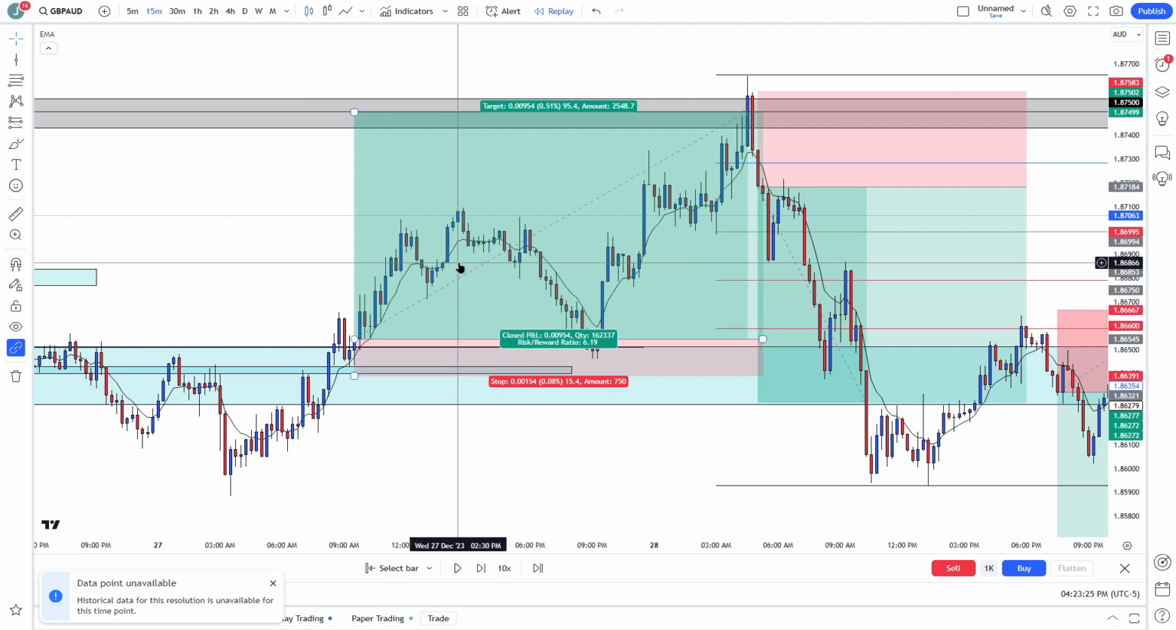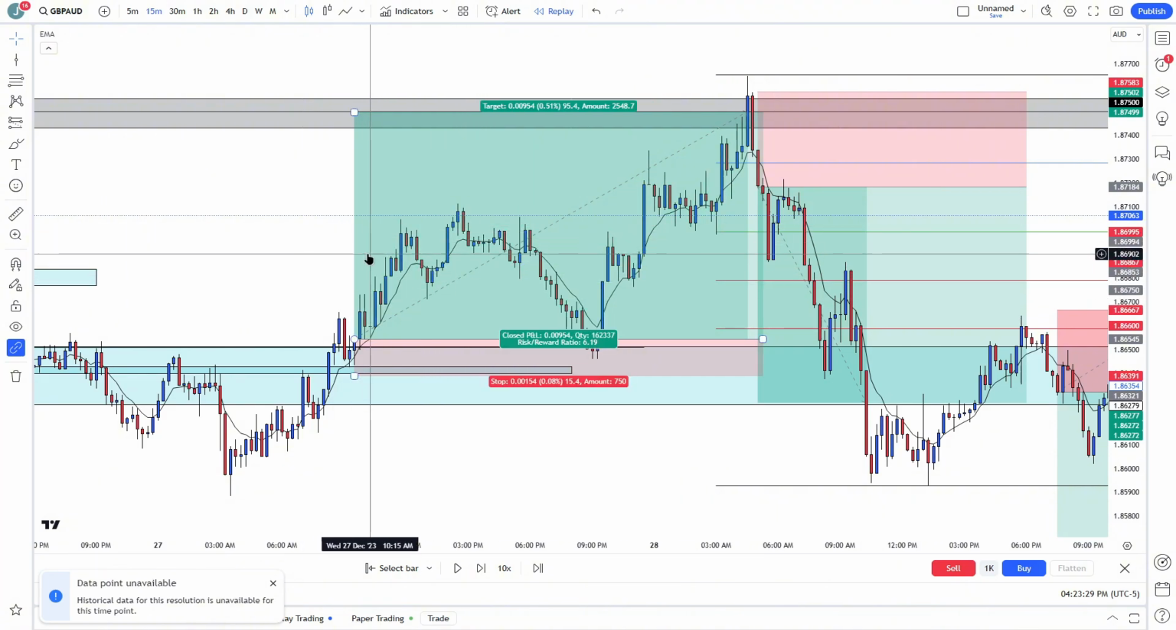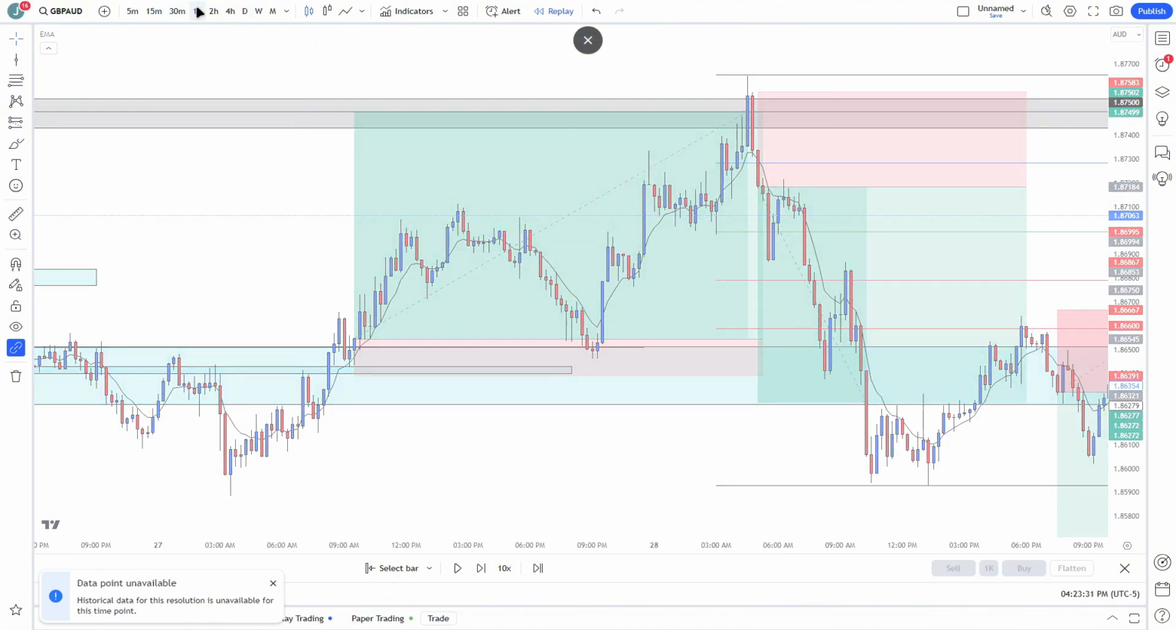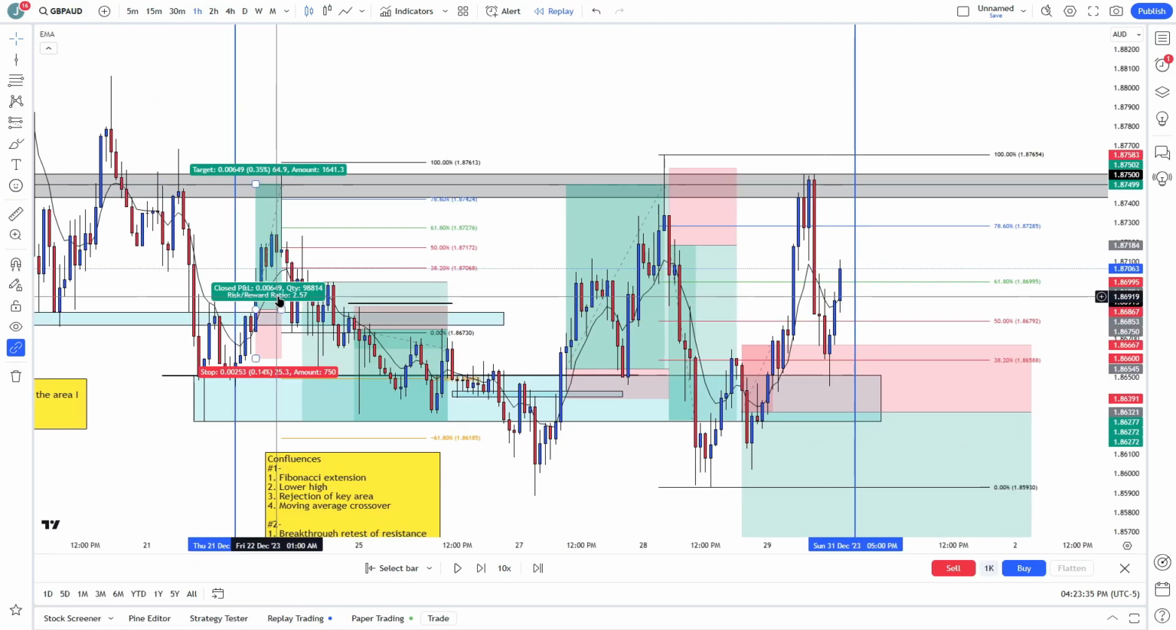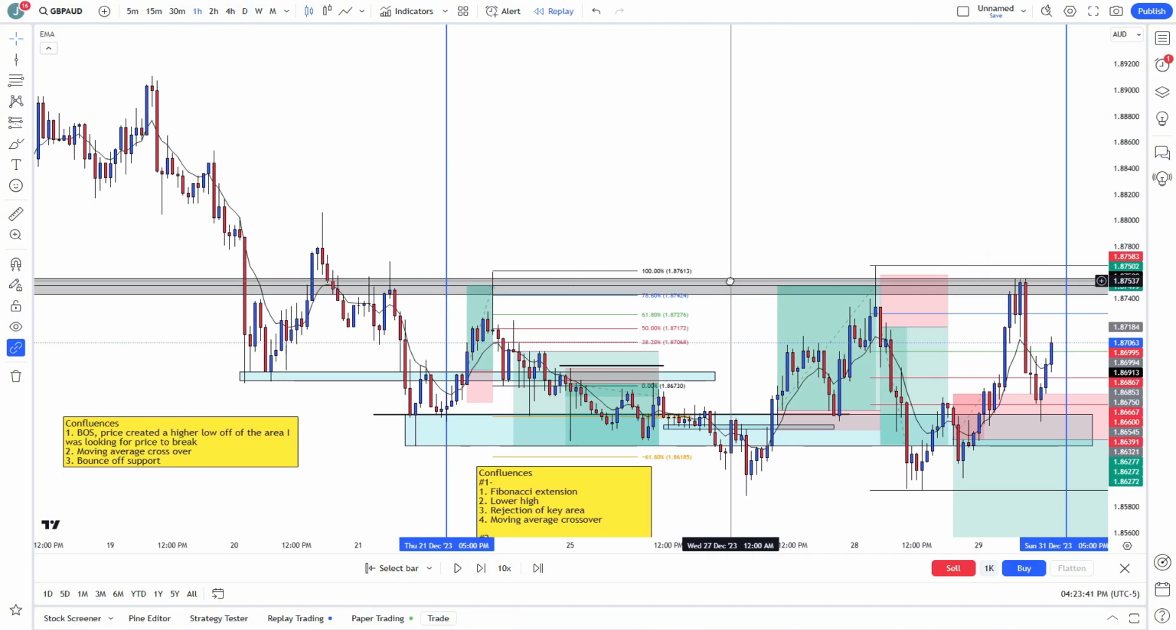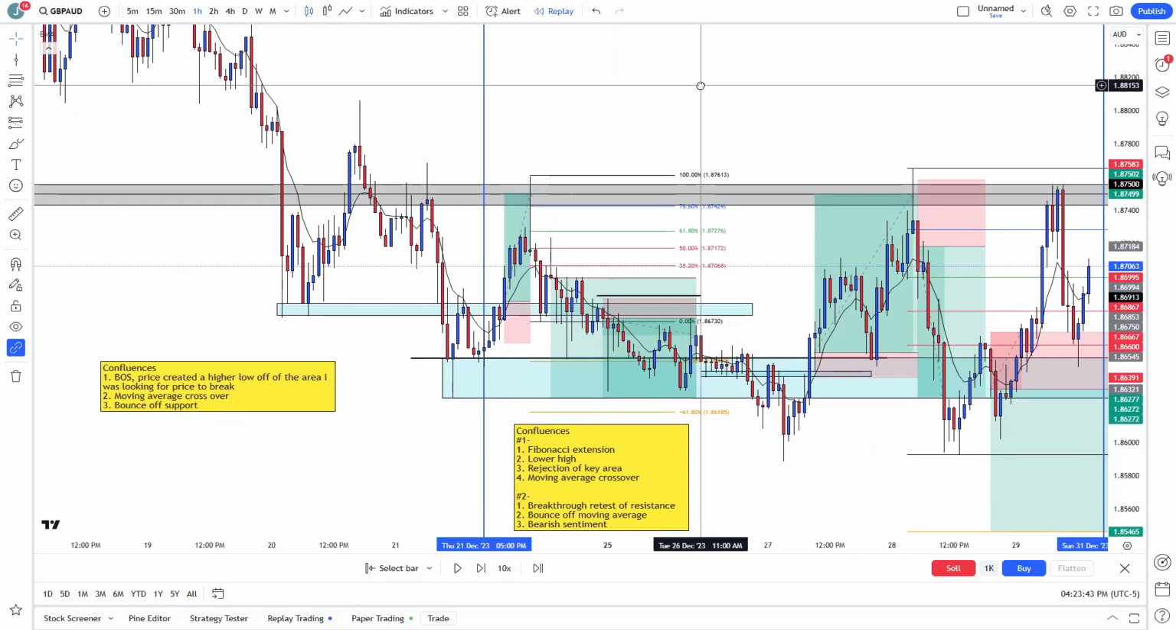You could re-enter here, scale in. It's a good scale in. Don't get me wrong. But for me, this is the only scale in I would have done.